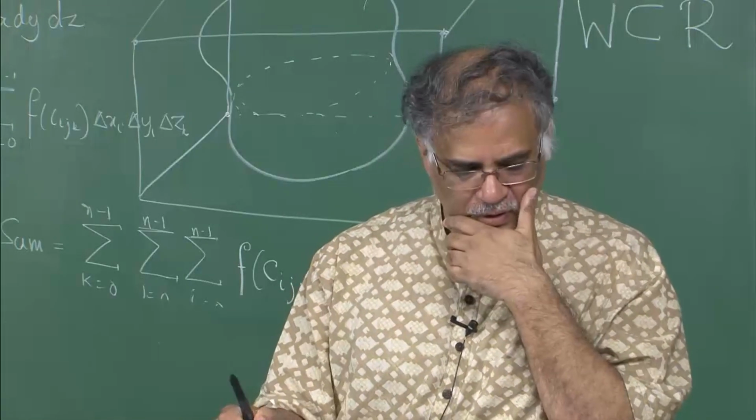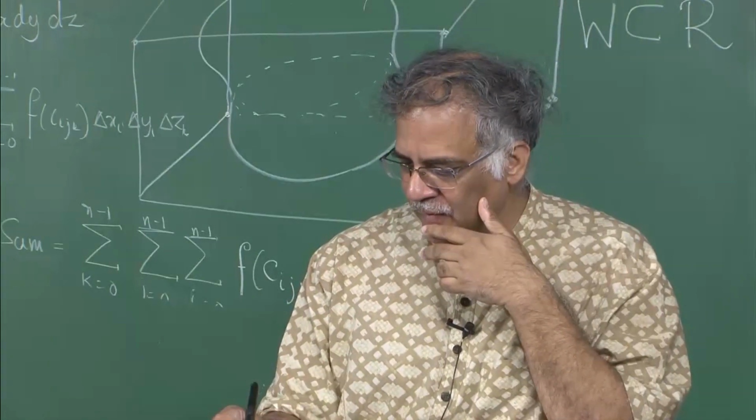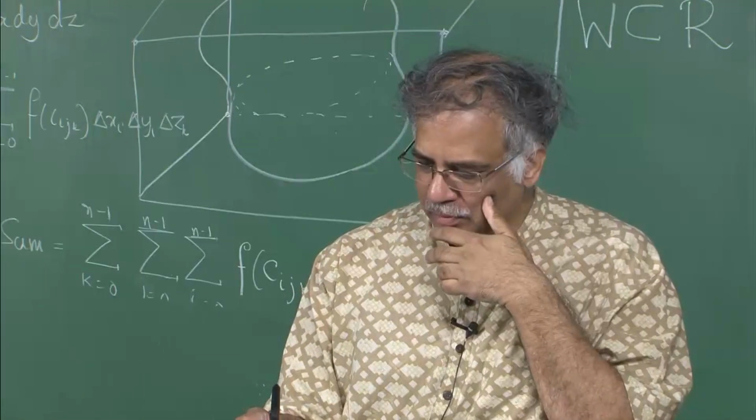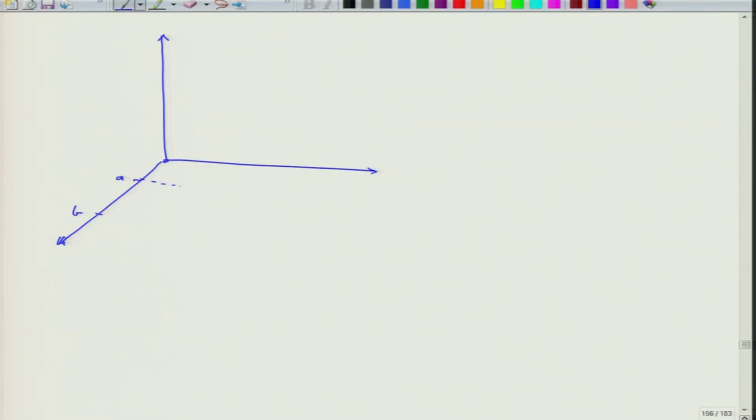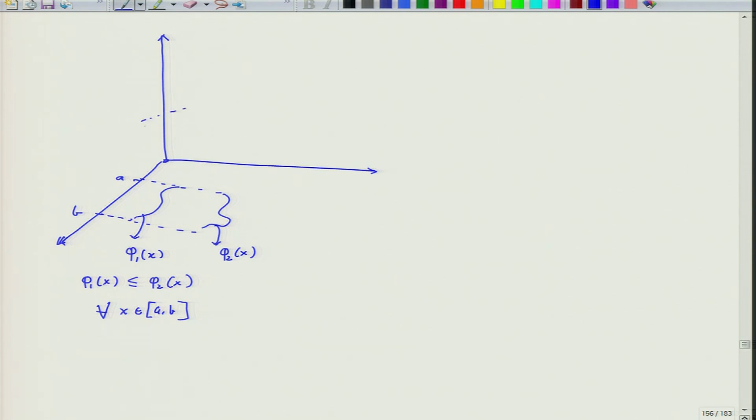So suppose I have x given on the interval [a, b], and I know that y varies from phi 1 of x to phi 2 of x. So this is phi 1 of x and phi 2 of x. Of course, phi 1 of x is less than or equal to phi 2 of x for all x that you choose in the interval [a, b]. Then on this domain D, you have two well defined functional values and the graphs.